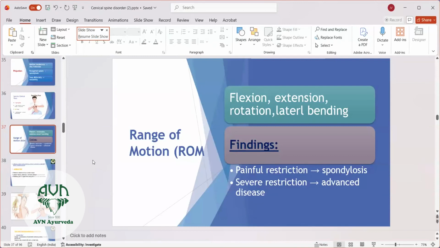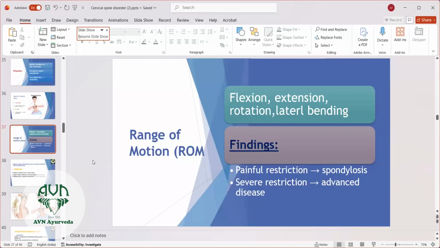Usually the extension of the cervical spine will be 80 degrees, and the rotation will also be 80 degrees. The flexion will be 50 and the lateral bending will be 50. So 50, 50, 80, 80: these values you have to keep in mind. Extension 80 degrees and rotation 80 degrees, flexion 50 degrees and lateral bending 50 degrees. The range of movement is what we have to look for.